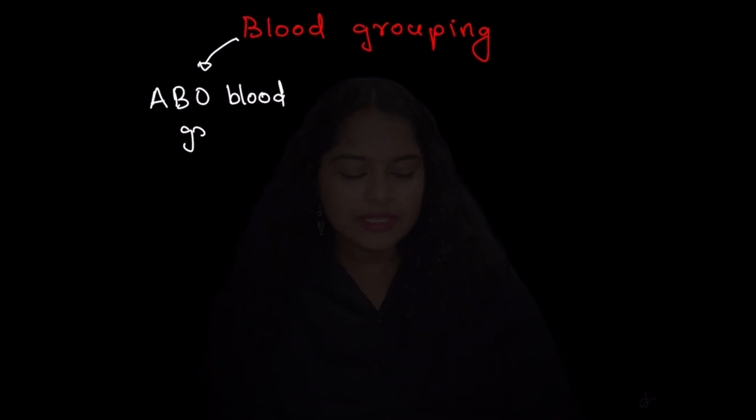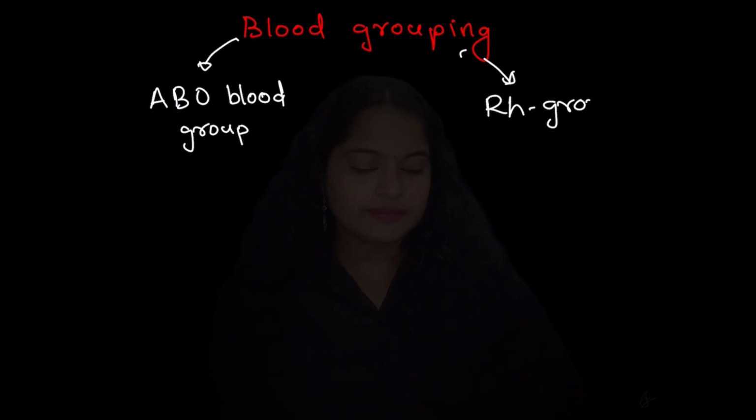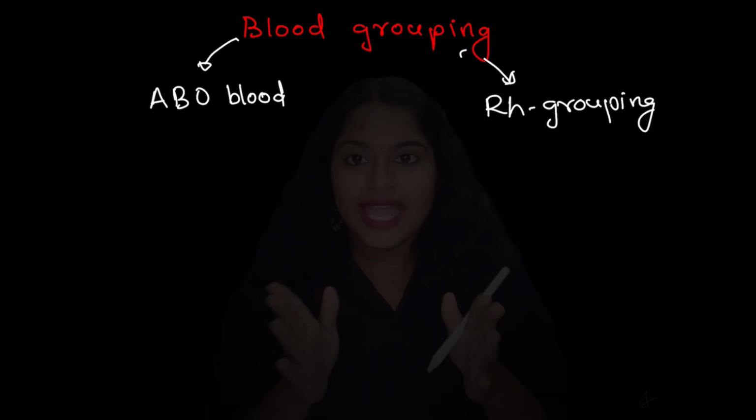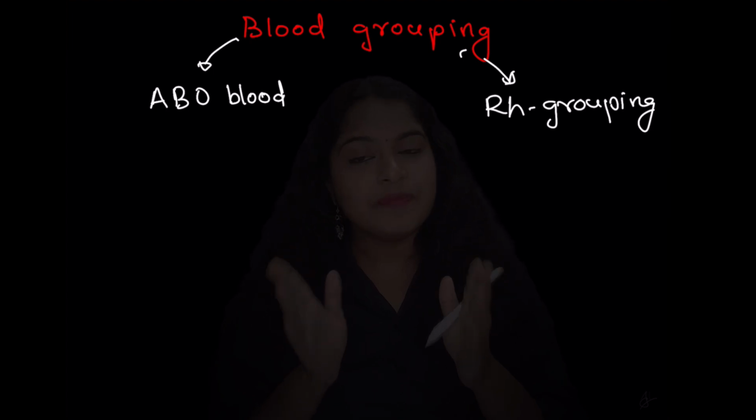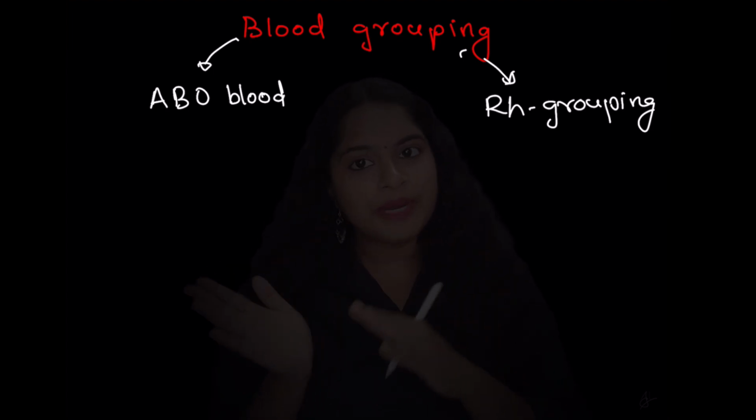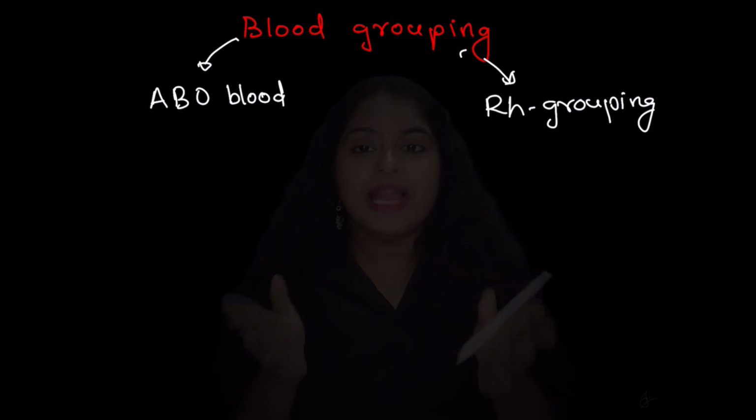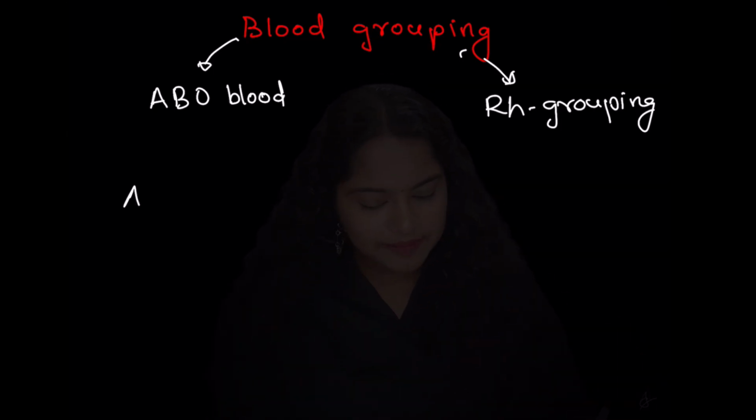So next we are going to learn blood grouping. There are two types of blood grouping. One is A, B, O blood grouping, and the next one is RH grouping. A and B are different types of antigens present on RBC, and based on the presence or absence of these antigens, blood group is of four types. That is A, B, AB and O.